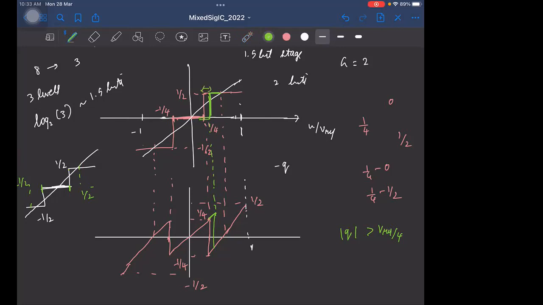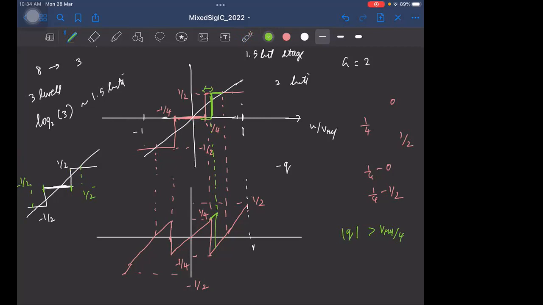What is the maximum error you can tolerate? So, sorry? 1/4. Is that fine? Is that clear to everyone? Right? Because you want this error to not exceed 1/2. Right? This is our limit.